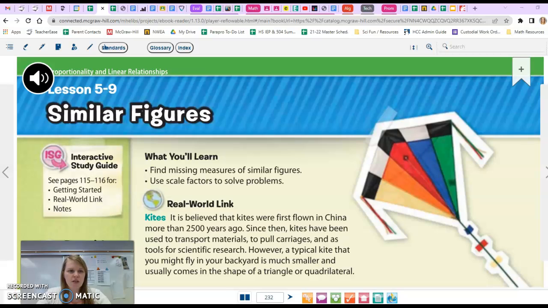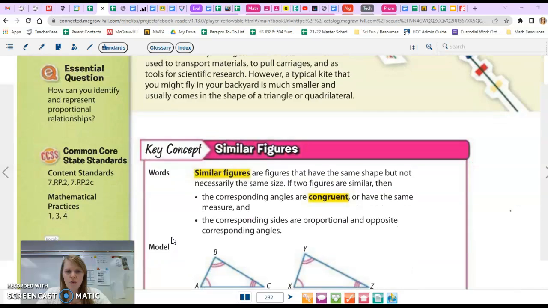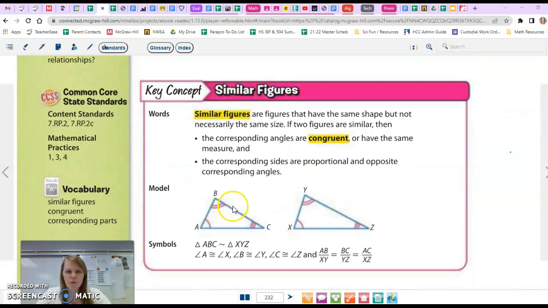Alright, we're going to take a look at Chapter 5, Lesson 9, Similar Figures. So, when we're talking about similar figures, we're talking about two shapes that have the same angles but different sizes. These two look pretty similar. They look like they're about the same size, but if we know that these are similar, what that tells us is that the angles are congruent, which means they have the same measure, and the sides are proportional.